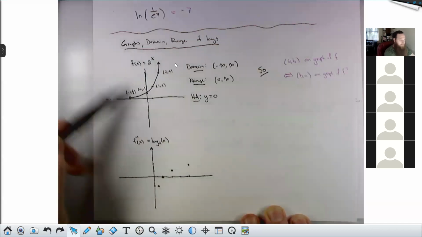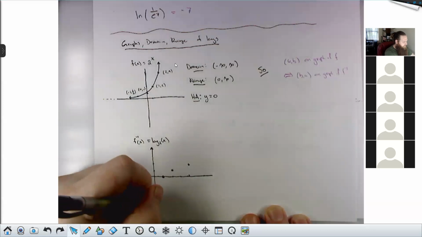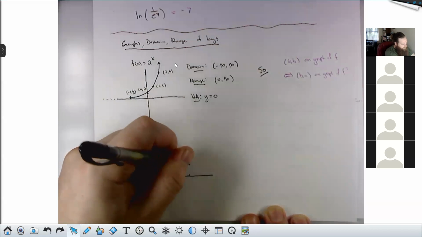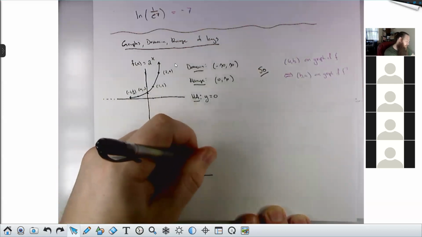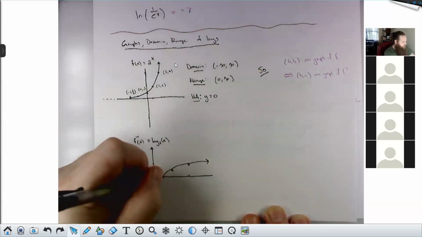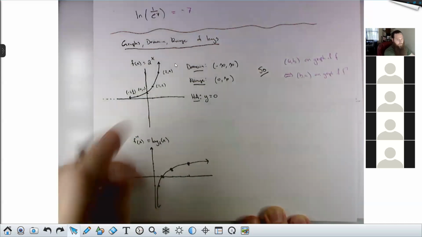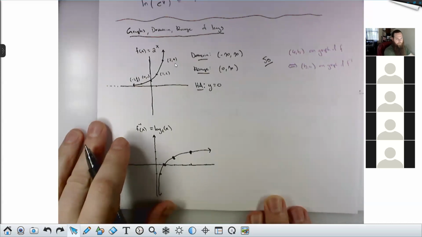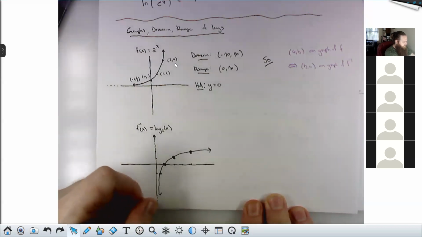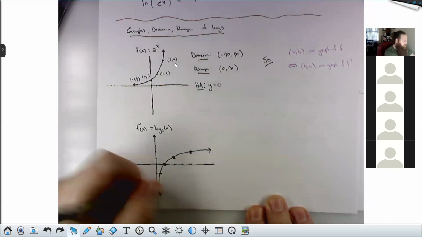If I take the graph here and I flip everything over the line y equals x, i.e. I swap all the points, I get a graph that looks like this. And indeed, that's the graph of your base 2 logarithm. Something fun, this horizontal asymptote becomes a vertical asymptote. So the logarithms have vertical asymptotes on their graphs.